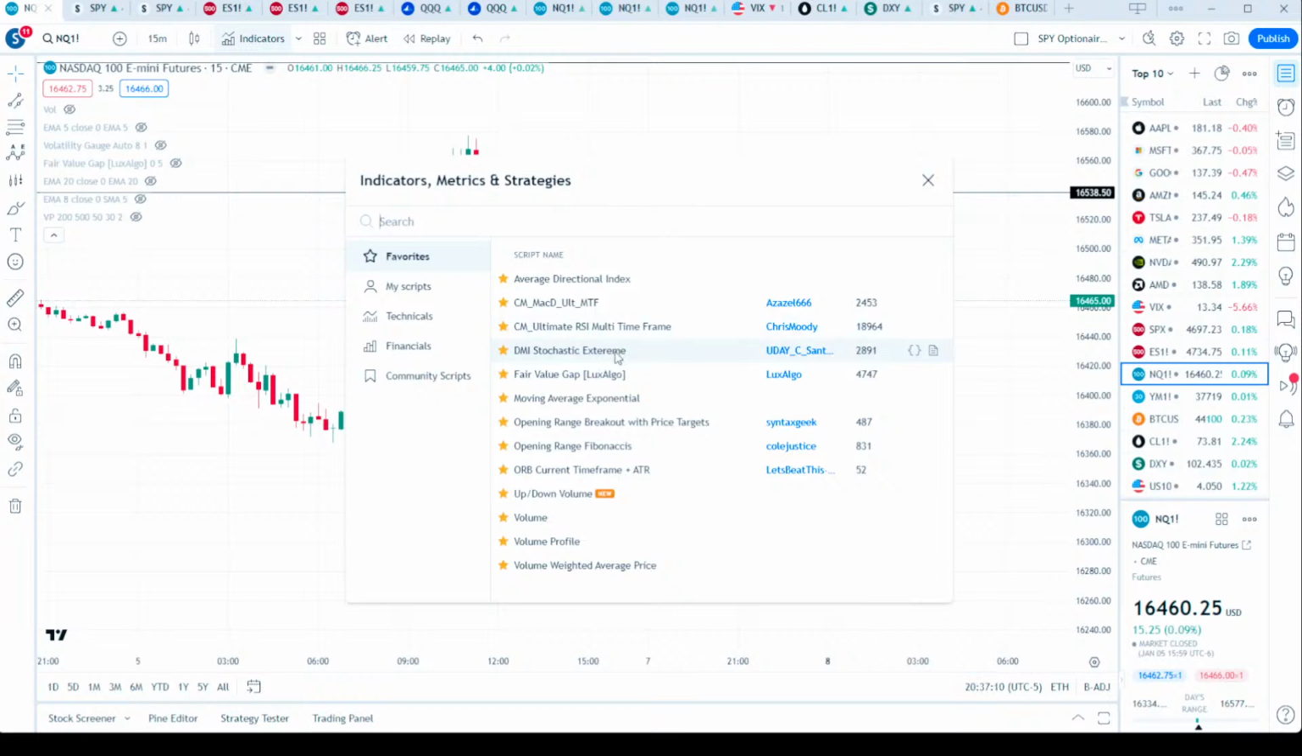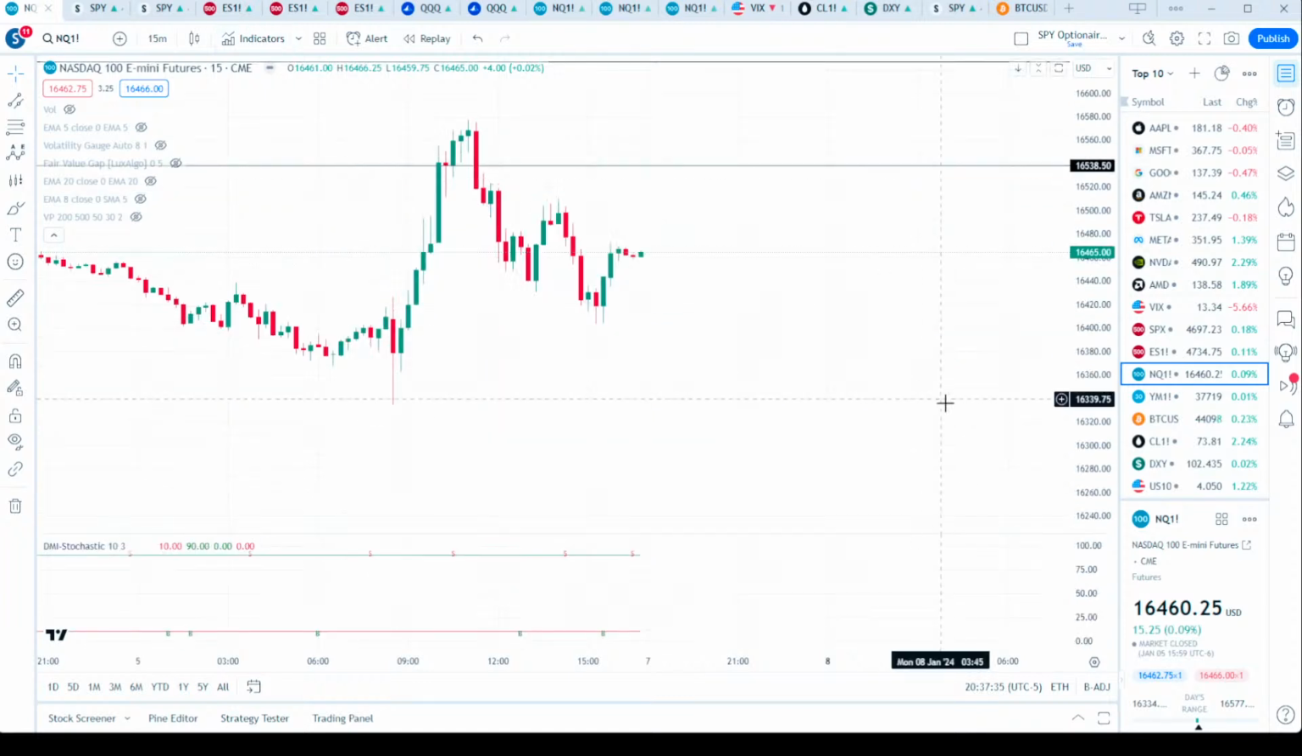So this DMI right here, I remember when I was looking for a DMI for TradingView before, I had a really hard time finding one that I liked based on the way I trade with the DMI. But this was one that I found that I did like. Again, I have no affiliation with this person, no idea who they are, but I like the indicator, so I guess they're getting a little bit of a shout out here.